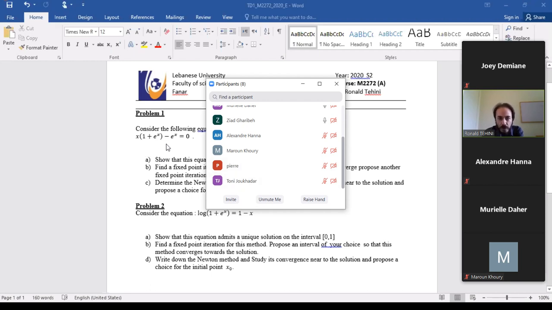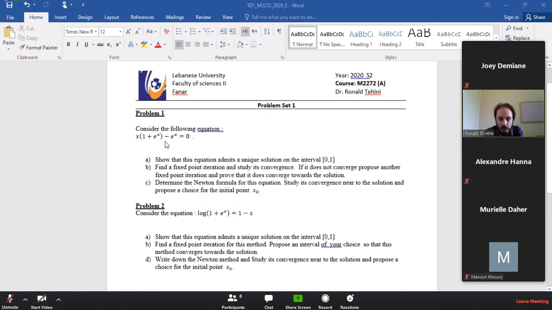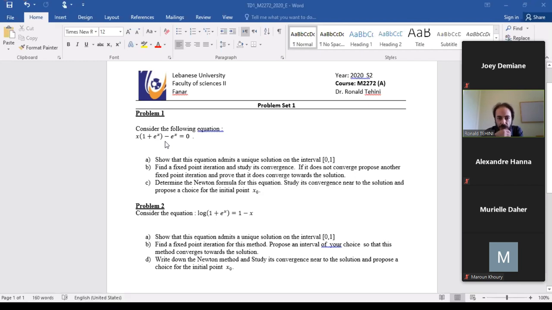So consider the following equation: x multiplied by 1 plus e to the x, minus exponential of x, equals 0. We show that this equation admits a unique solution on the interval 0, 1.